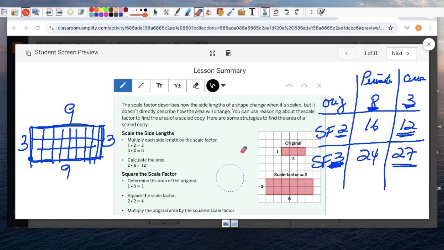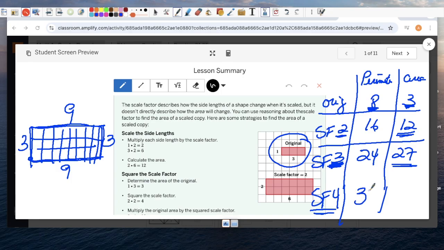scale factor 4. What happens to this shape here, the original, if you increase it using a scale factor of 4? Well, the perimeter, what would it be? Well, the original perimeter was 8. And multiply that by 4. Now you're going to get 32.